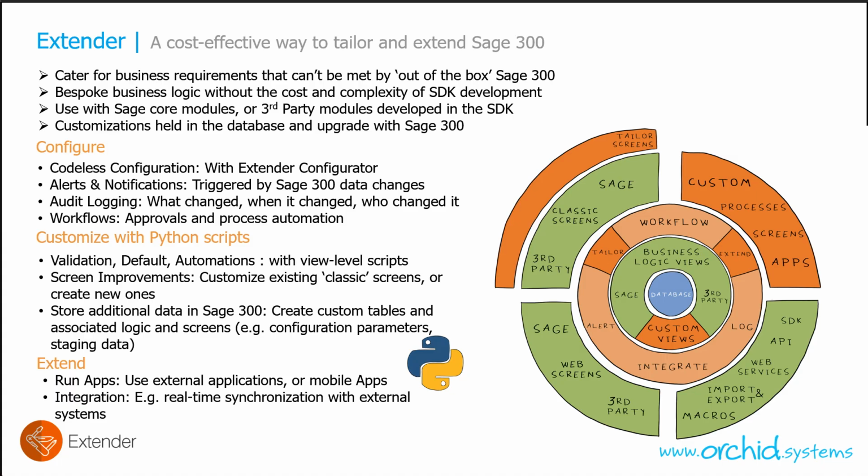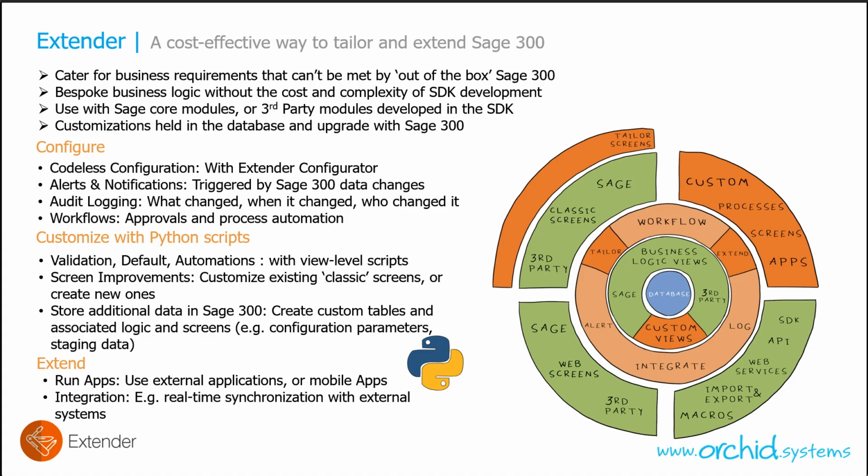One of the things you can do with Extender is run some apps that are designed with Extender Python scripts. So what we're doing today is looking at two new apps that we have developed to include validation, automation, and improvements to the Sage screen. They actually use a lot of these features of Extender. The advantage with the app being that you don't need to write the new scripts. You can purchase the app from us. You just need to install it and configure it.